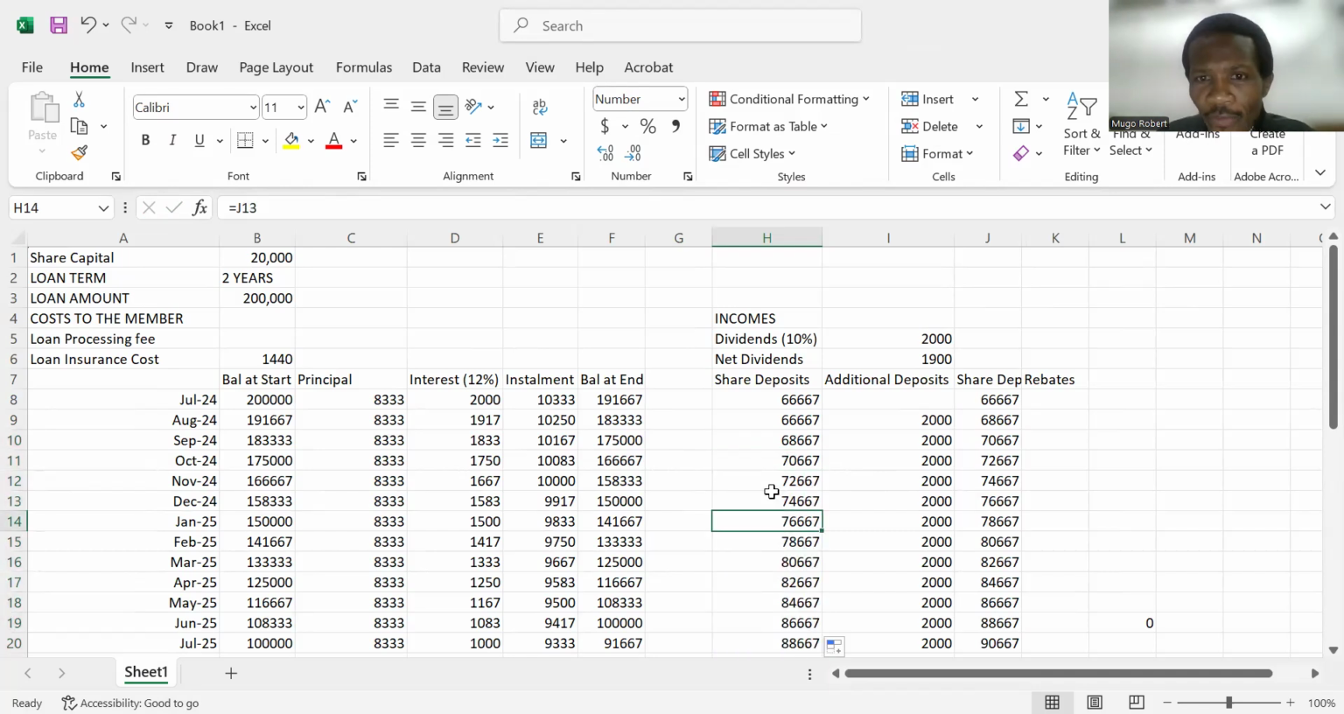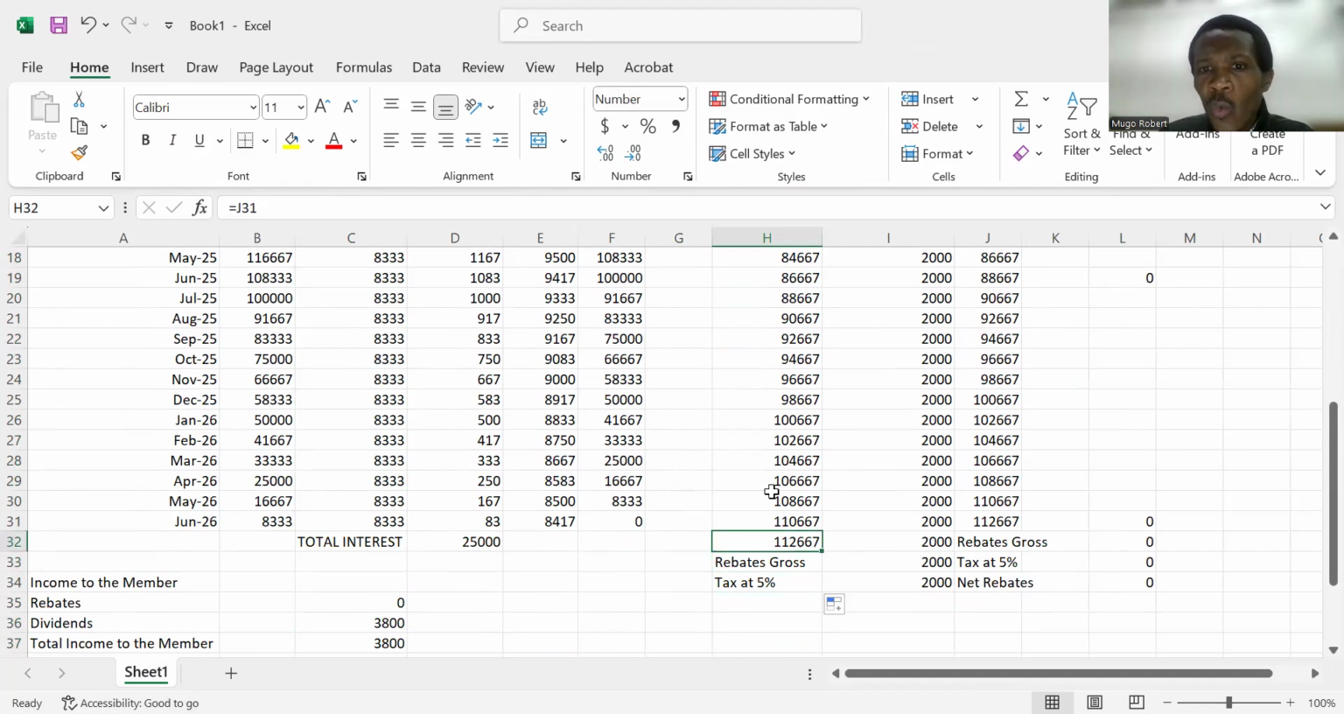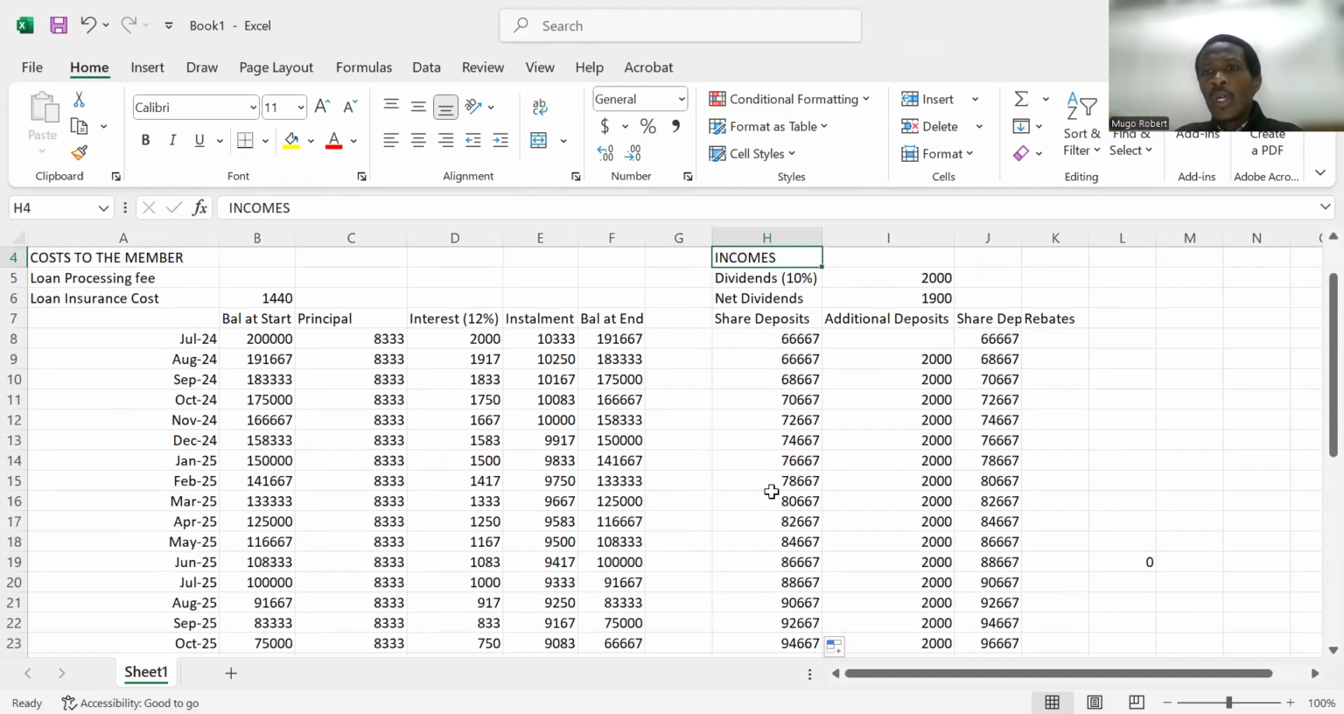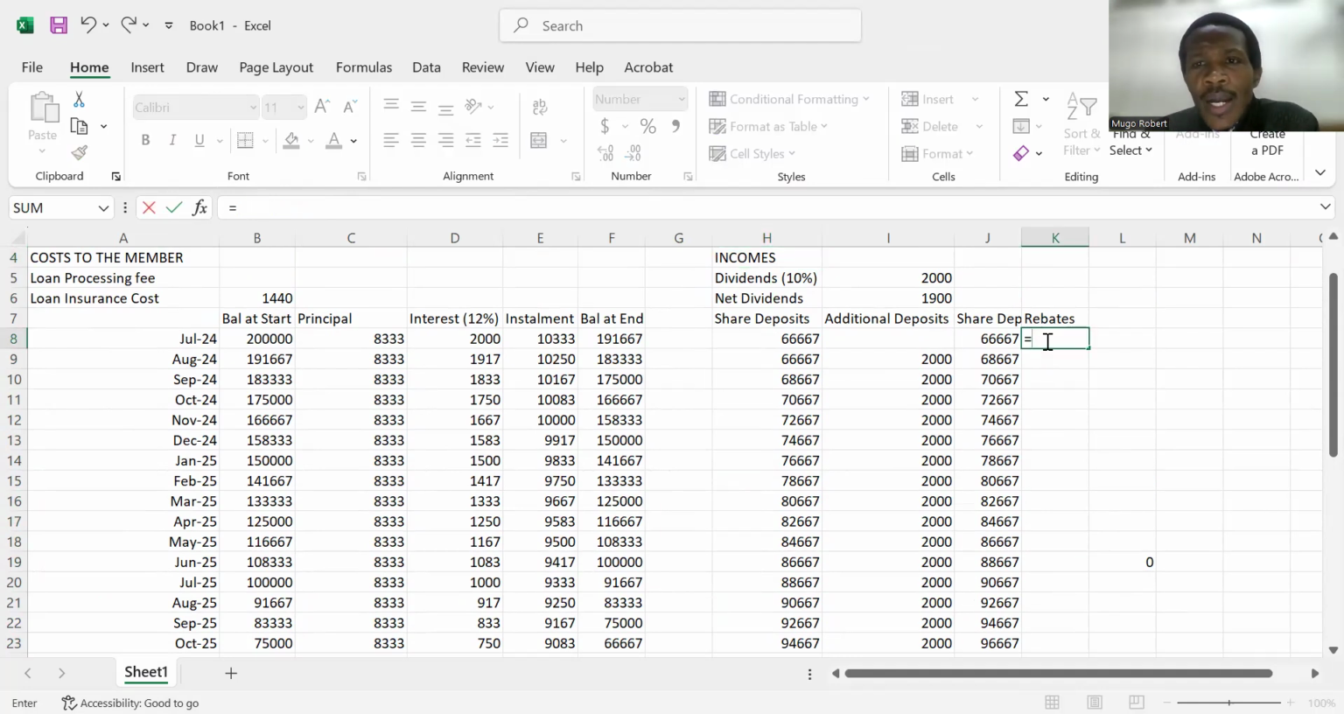By the end of the 2 years, your deposit balance would be 112,666. These deposits attract rebates, interest on capital. This Sacco is paying rebate 6% per annum. So I will have 6% times this deposit balance times 12 months over 12.